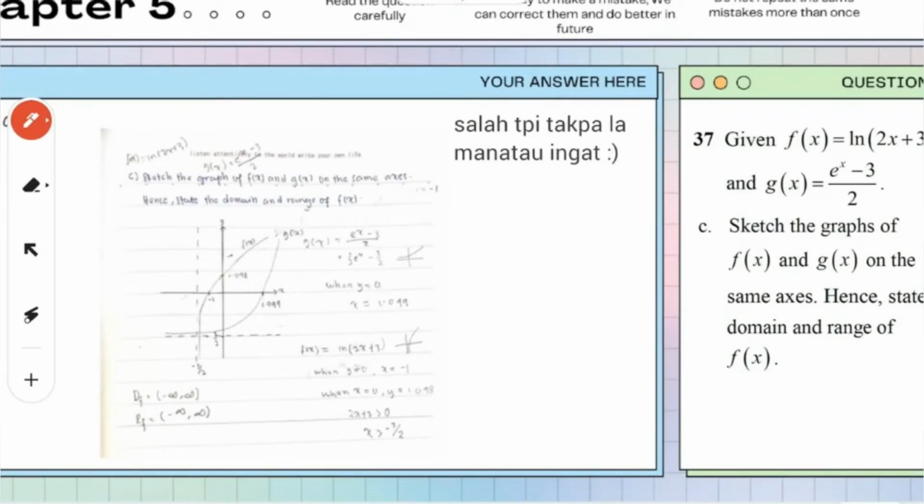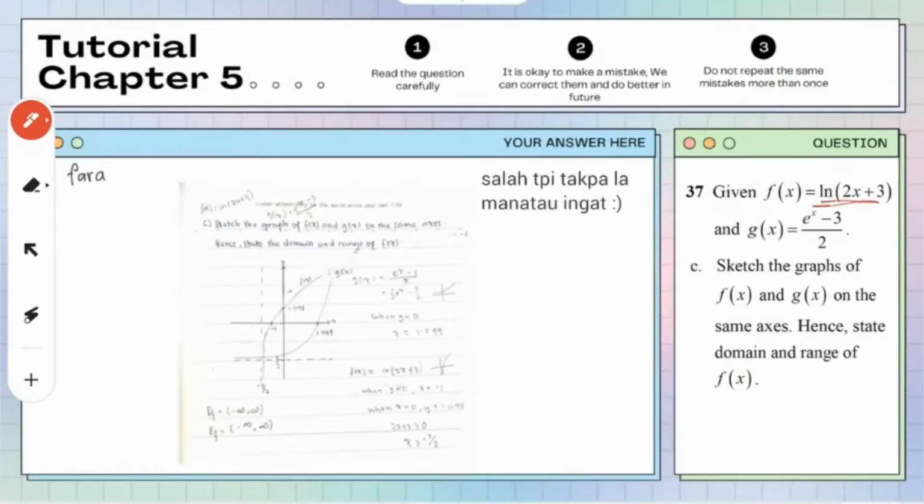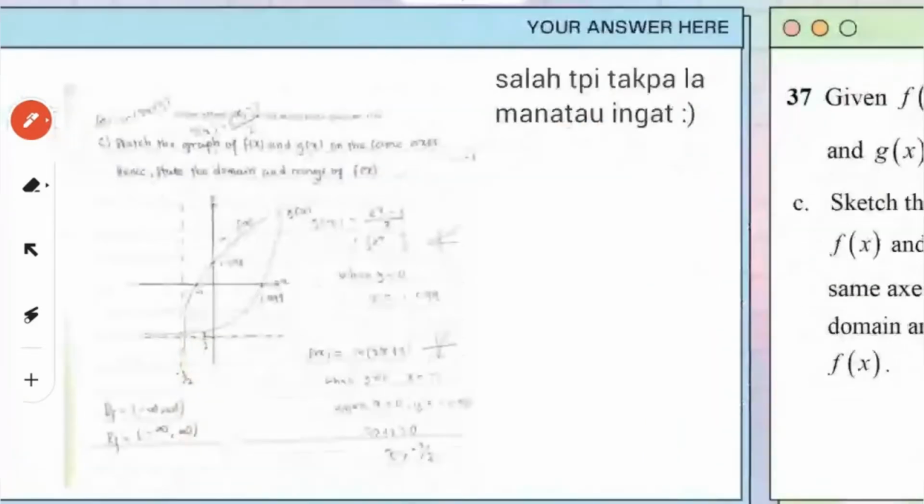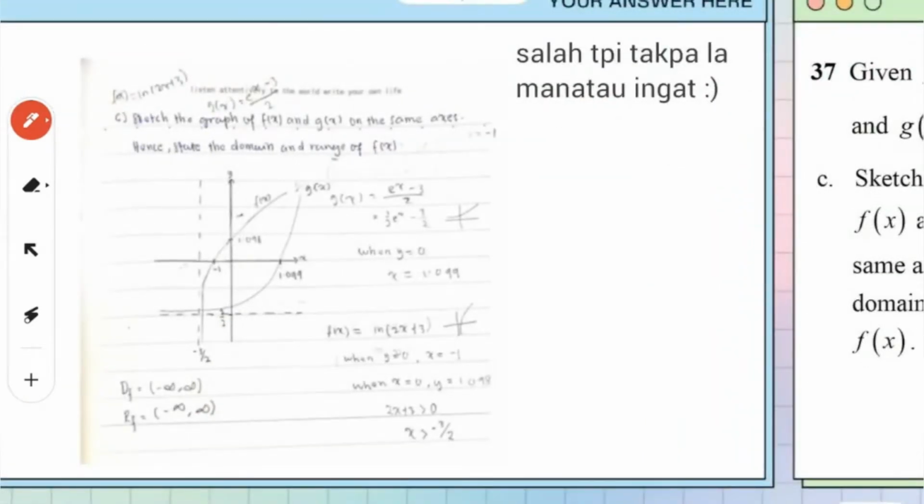So for ln 2x plus 3, so the domain will be negative 3 over 2. Okay, this one is correct, domain dia. So kat sini pun negative 3 over 2 kan, y pun negative 3 over 2. And kalau tengok graph, okay. Alright, so graph untuk ln dah betul dah. Dan graph untuk exponential function pun dah betul dah. Sebab dia adalah reflection of each other sahaja. Cuma apa yang Farah tertinggal adalah ni.